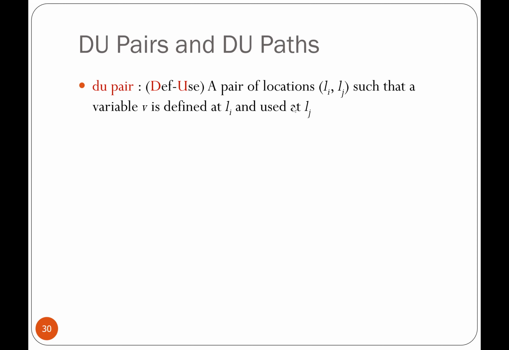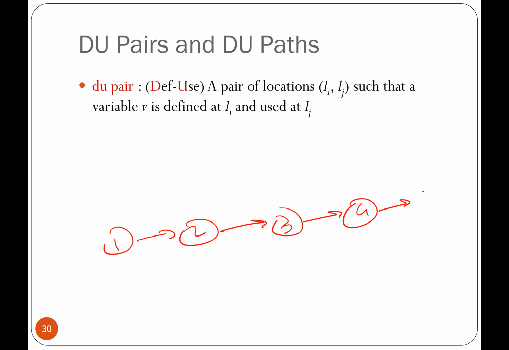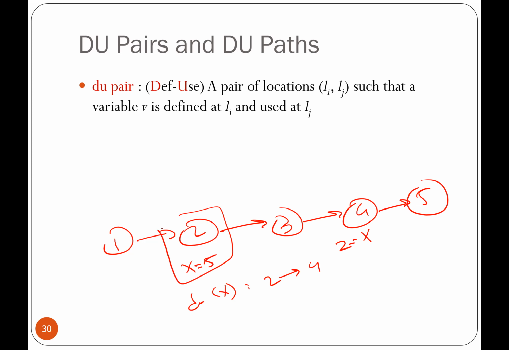So if I have a situation such as this, node number one, followed by node two, followed by three, four, and five, and I have x equals five over here, and then z equals x over here, the DU pair that I have for x is from two to four, meaning the path two, three, four. Pretty easy. We're starting off very simple so far, huh? So this is a definition, this is a use, and together those make a DU pair. A DU pair is basically two, four.